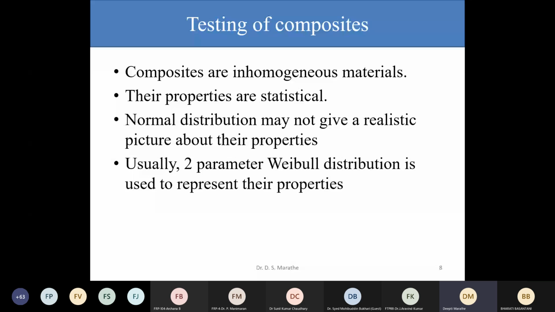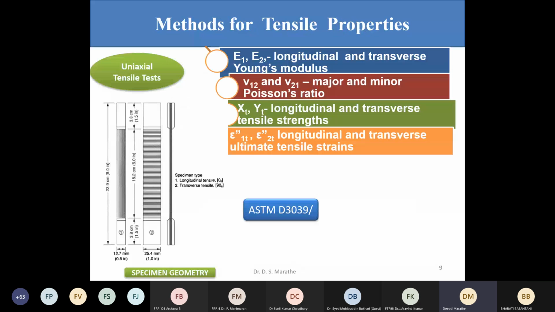Now I go on to the first test method, the tensile test method. All of us have sometime or the other used the tensile testing machine, and we have carried out tensile tests for various metals or polymers. So we know that the specimen is of a particular size and of a particular type. And then there are certain properties which I can get from this particular tensile test method.